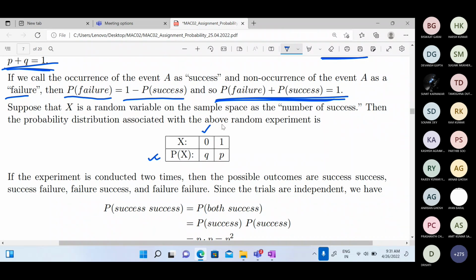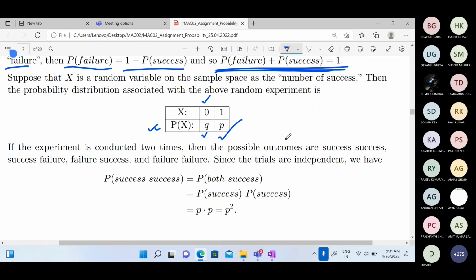What is the probability of 0 successes? It is Q. And what is the probability of 1 success? It is P. Fine. Now, if we do this experiment twice, what will happen? Four cases can happen, since it is the same experiment done twice. Your output may be success-success, success-failure, failure-success, and failure-failure. These are the 4 cases. Our target is to gradually increase the number of trials.